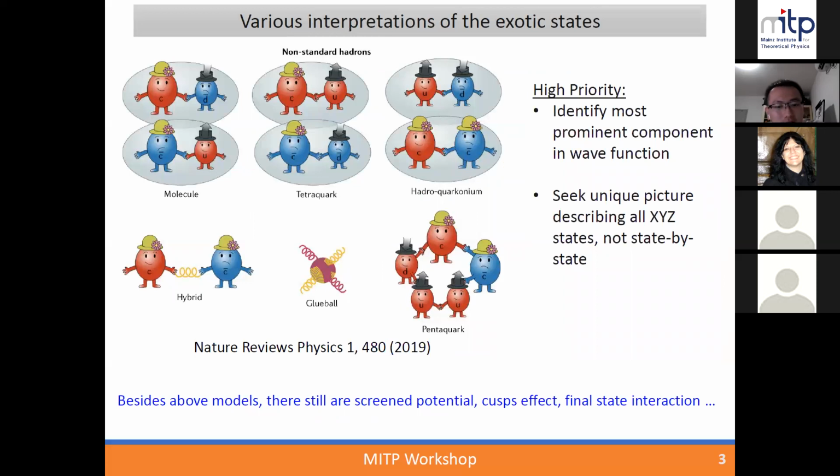Okay, now we're in slide number 3. So there are various interpretations of the exotic states, for example, the molecular, the tetraquark, and the hadroquarkonium, also the hybrid, glueball, and pentaquark, and many other interpretations. But the high priority of these interpretations is to identify the most prominent components in the wave function, and the second is to find a unique picture which can describe all the XYZ states, not state by state.